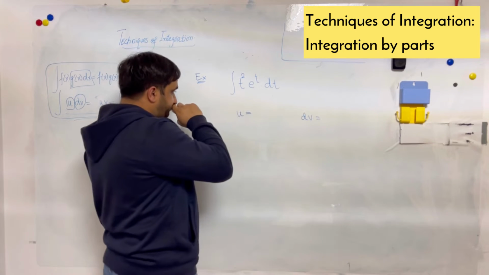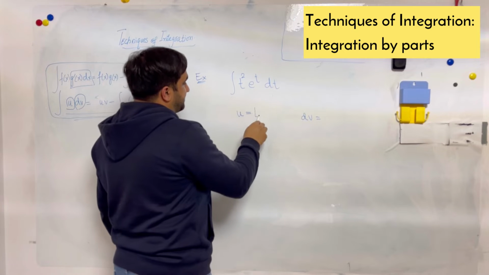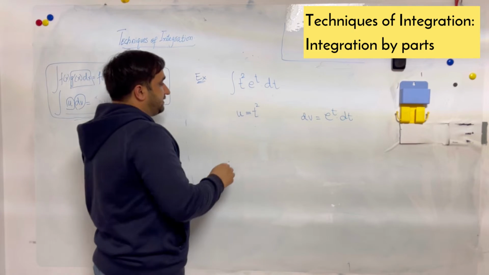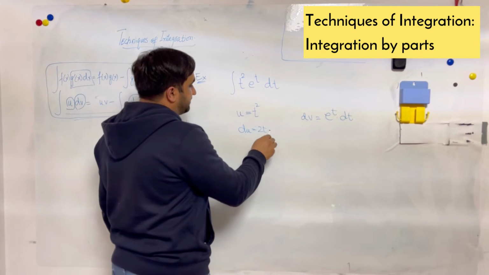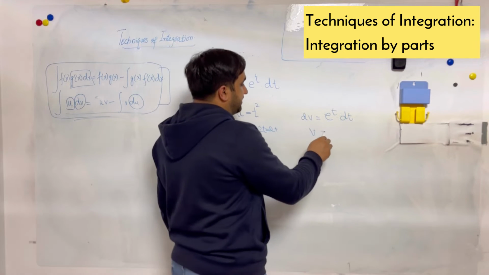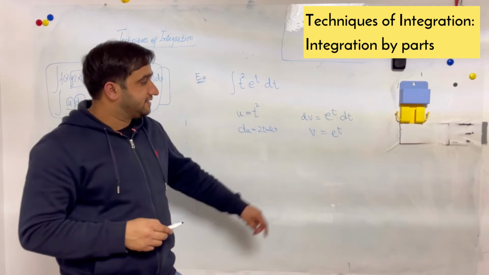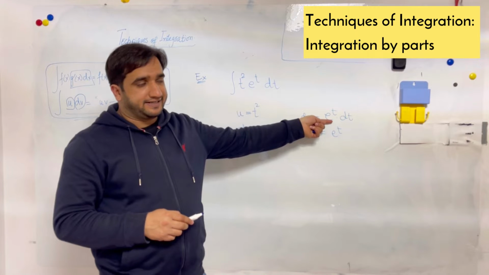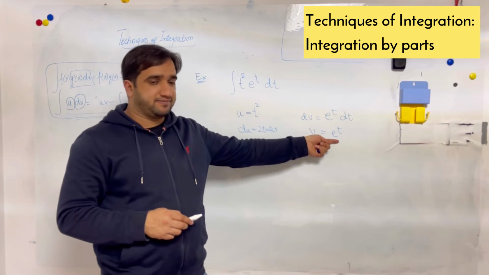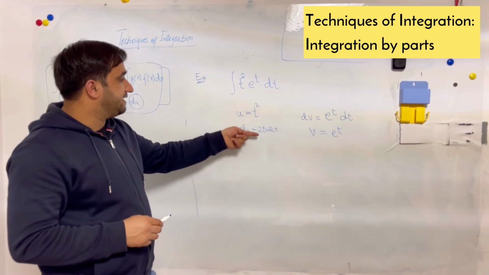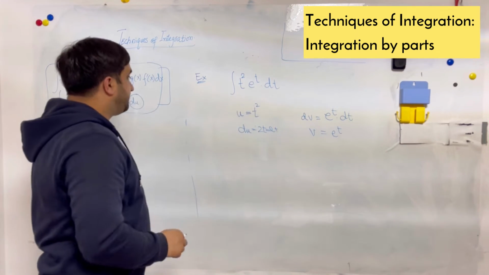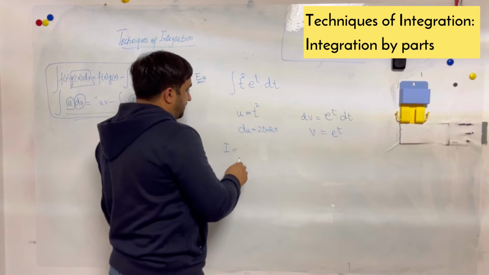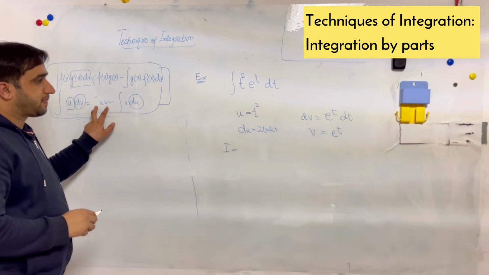So if you take t square as the u and dv as e^t dt, then du will be 2t and v will be e^t, because the derivative of the exponential function is always the same, and integration of the exponential function is always the same. So here it becomes 2t dt. Now if we put these things into the formula, I will be, okay, integration on both sides and dv.